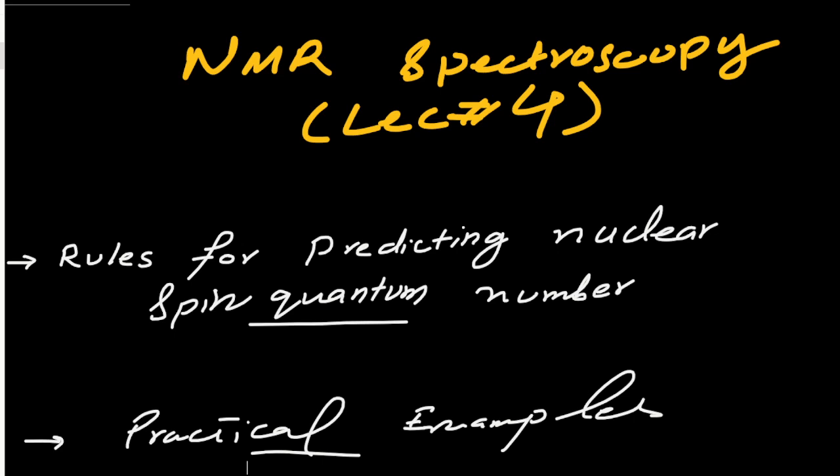Hello, welcome to the NMR Spectroscopy course. This is lecture number 4. In this lecture, we will study the rules for predicting nuclear spin quantum number and some practical examples.